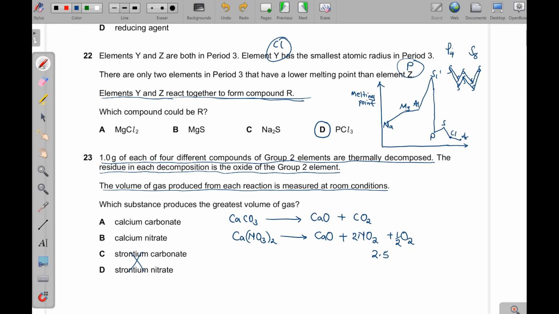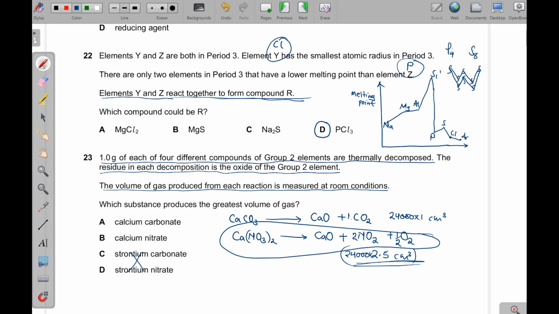But then here, the total volume of gas is 1 mole. So 1 mole of a gas at room conditions occupies what? 24 liters or 24,000 cubic centimeters. So now you'll get 24,000 times this one. Of course, this one is much bigger than 24,000 times 1 in cubic centimeters. So we see a bigger volume with the nitrate. So our answer has to be B.